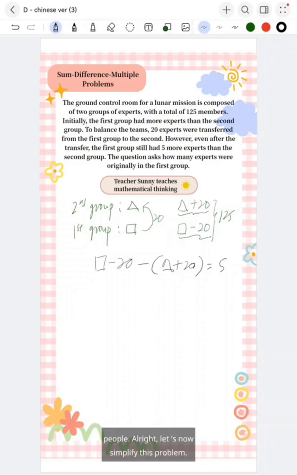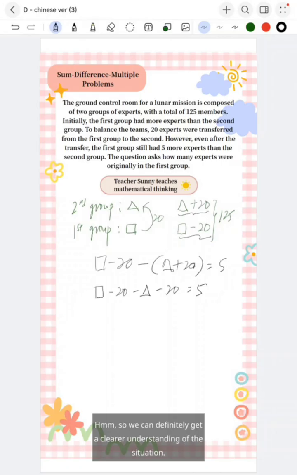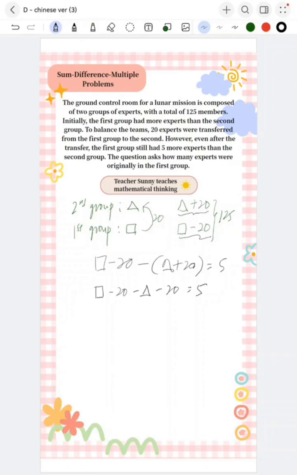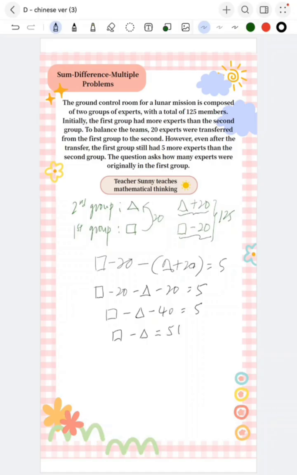Alright, let's now simplify this problem. So we can get a clearer understanding of the situation. Square minus triangle, minus 2 times 20. So, in total, that's minus 40, equals 5. Then, if we add 40 to both sides of the equation, the minus 40 plus 40 cancels out completely. So here, it equals 45.